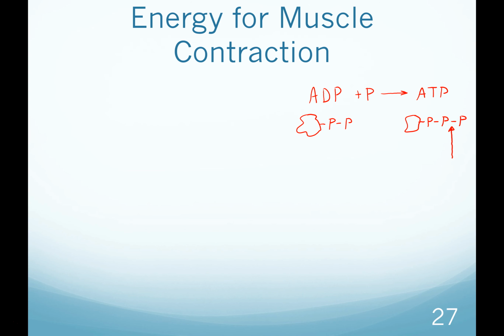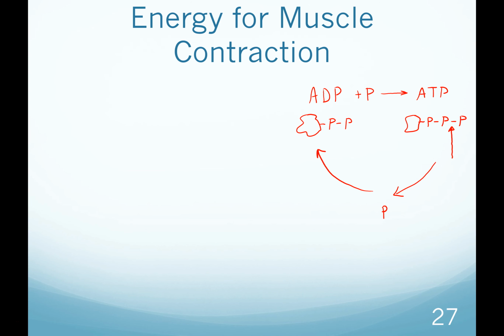Now, there's a lot of energy right there in that bond. So I'm going to use the word hydrolyze. Whenever you hydrolyze something, you break something. So when I hydrolyze that bond between the second and third phosphate group, it's going to release some energy. And when I release that, I'm back down to an ADP, and the P is released. Well, how do I make ATP again? I've got to put the phosphate back on. And that process of breaking and making happens all the time.